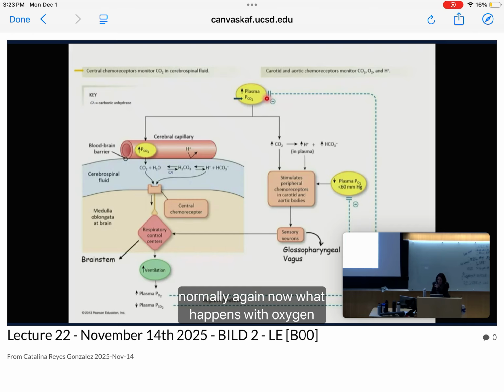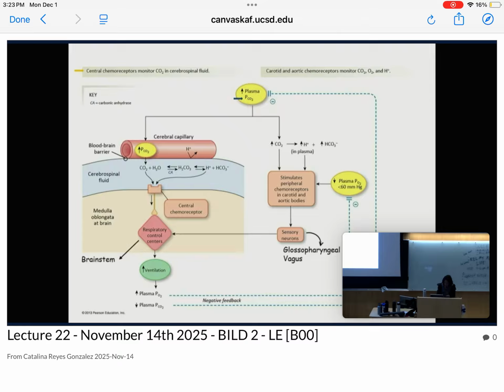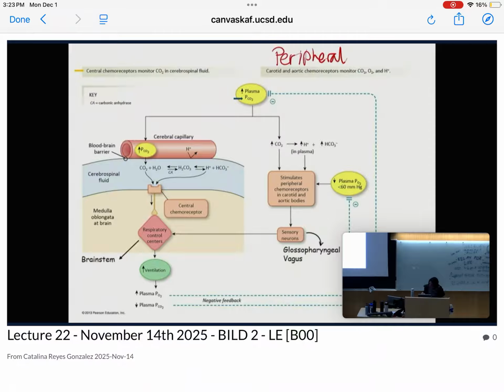Now, what happens with oxygen? Oxygen gets regulated by a different group of chemoreceptors called the peripheral arterial chemoreceptors. Let me write here the name of the peripheral arterial chemoreceptors, so let me just write that down. Peripheral arterial chemoreceptors.